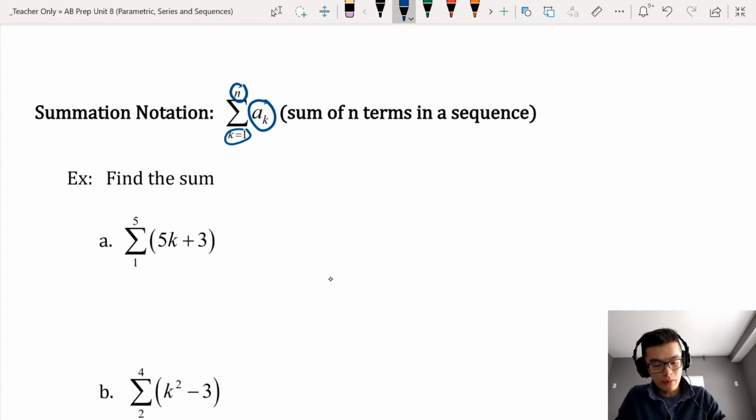So let me just do an example, it's easier that way. Here, lower bound is 1, upper bound is 5. Typically, you would normally see this as, on the bottom, k equals 1. It usually tells you which variable, because sometimes you might have more than one. So here's how we translate it.